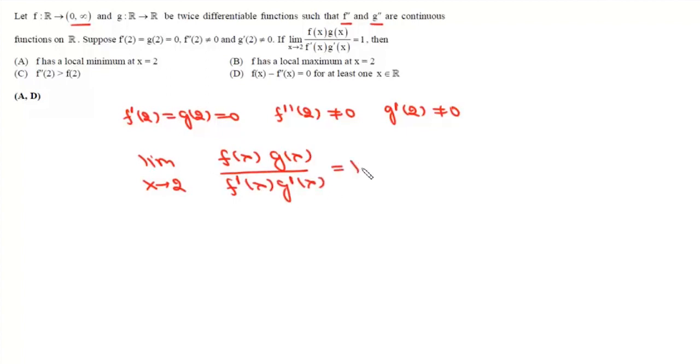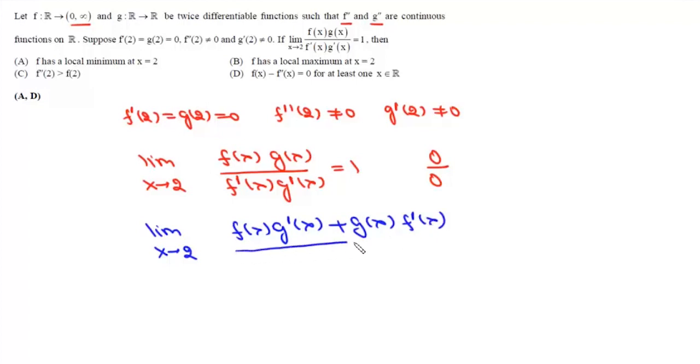Now first we'll check this form. Now it is f2 into g2, and g2 is 0 and f dash 2 is 0. So it is 0 upon 0 form. And when it is 0 upon 0 form, we'll use L'Hopital's rule. So we'll write limit x tends to 2. Now this is f(x) into g dash x plus g(x) into f dash x upon f dash x into g double dash x plus g dash x into f double dash x, that is equal to 1.